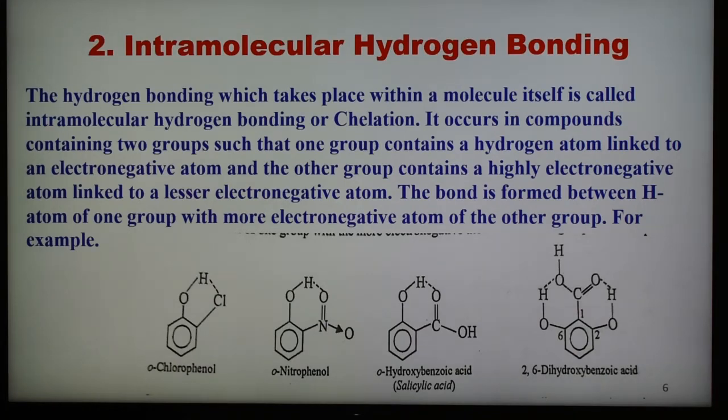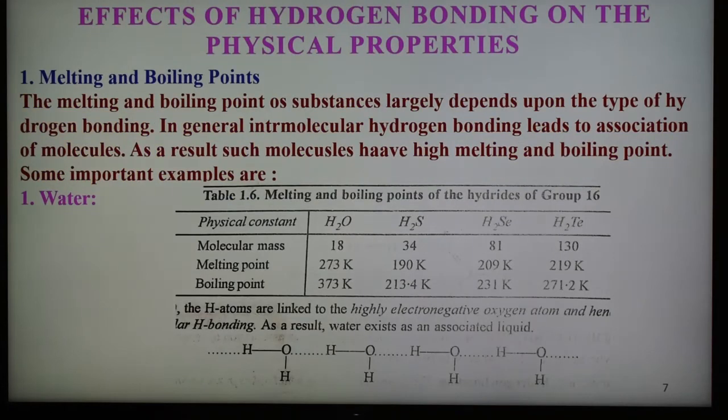So there are two types of hydrogen bonding in organic compounds. One is intermolecular and the second is intramolecular hydrogen bonding. Next, what are the effects of this hydrogen bonding on the physical properties? Three properties we are going to discuss. One is melting point and boiling point, second is solubility of the compound, and third is viscosity of that compound. So what is the effect? We can say that hydrogen bonding greatly affects the physical properties of substances, such as melting point, boiling point, solubility in water, stability, viscosity.